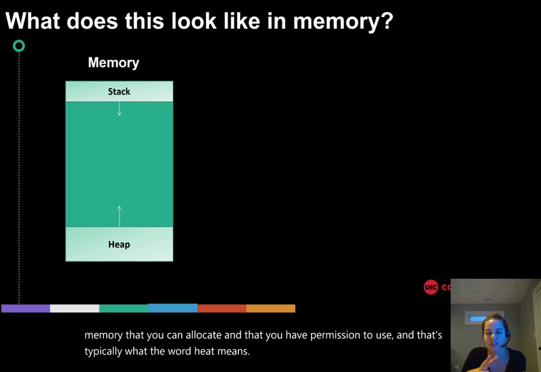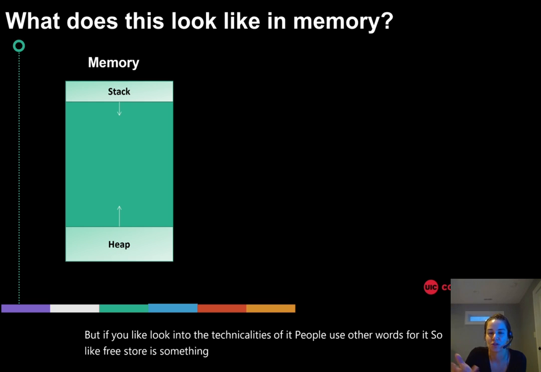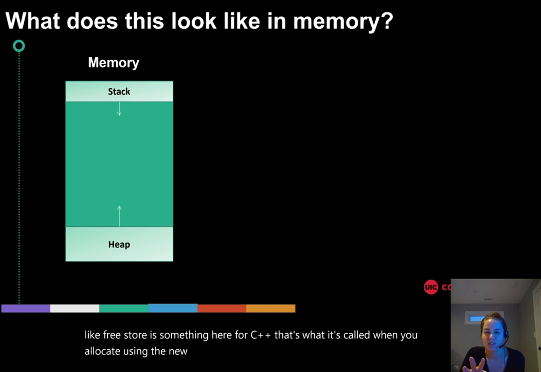But if you look into the technicalities of it, people use other words for it. So "free store" is something you'll hear for C++. That's what it's called when you allocate using the new keyword. And none of that is really important.